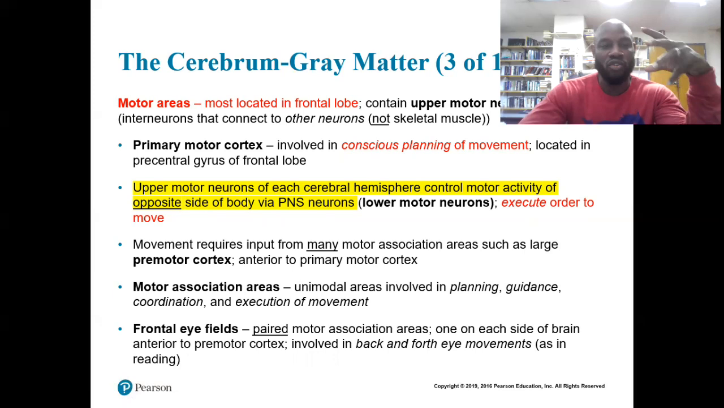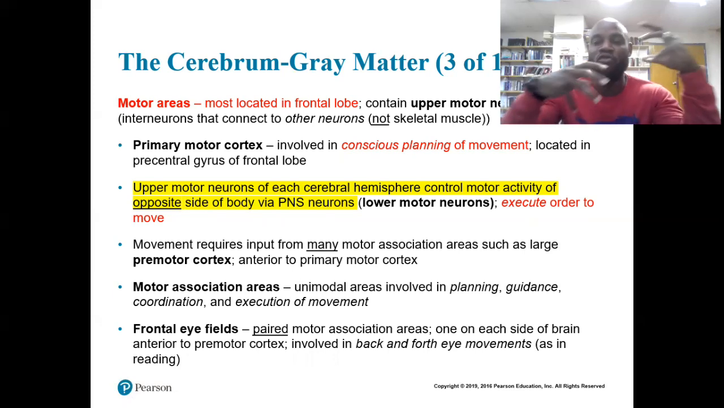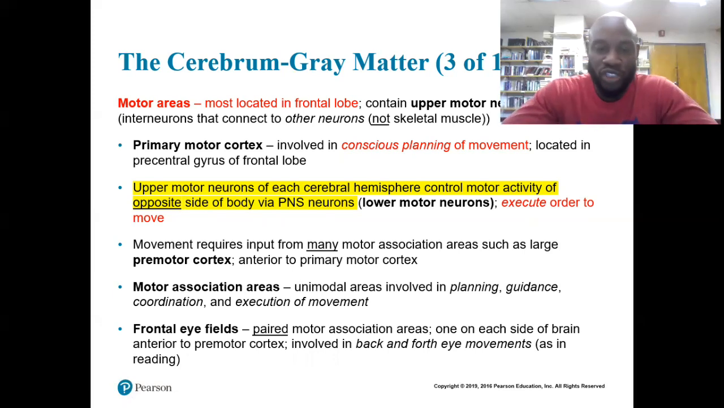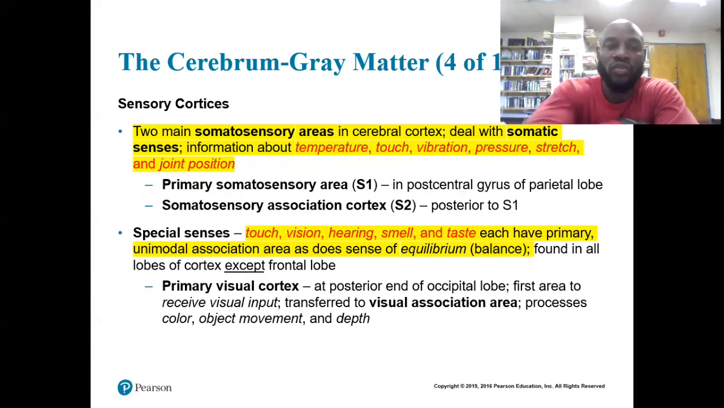Work with the primary motor cortex to help coordinate movements. You have motor association areas, unimodal areas involving planning, guidance, and coordination. You also have frontal eye fields, paired motor association areas involved in back and forth eye movements. Right, these are all in the motor areas of your cerebral cortex. You have sensory cortices.